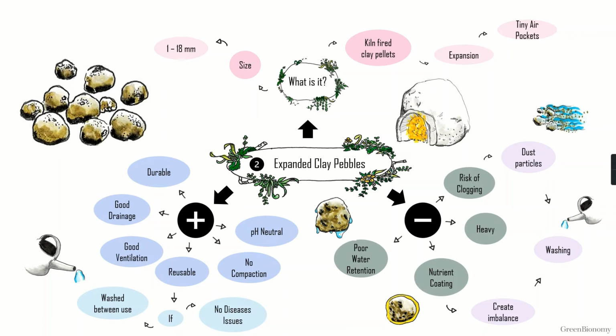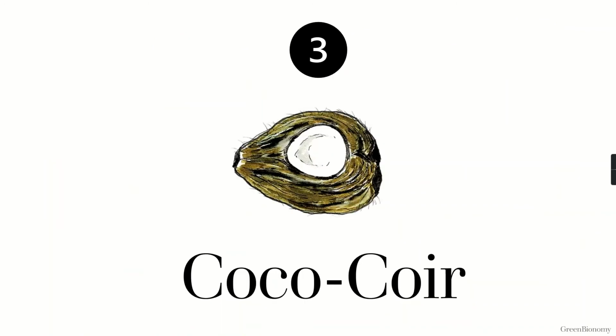And finally, it's heavy, so that's the downside of the no compaction advantage. So it's solid, but therefore it's heavy. So you need to take that into account based on the structure that will be supporting your hydroponic system.